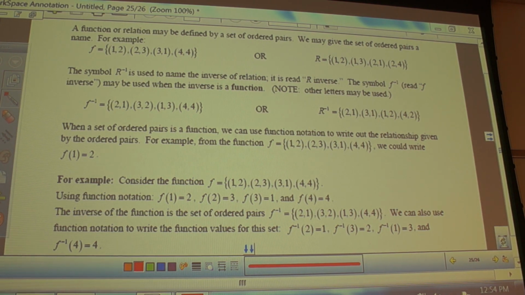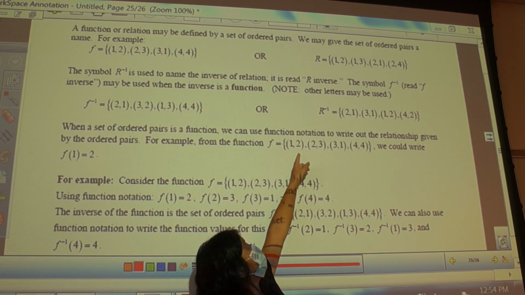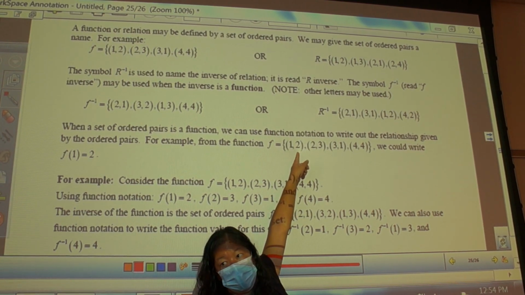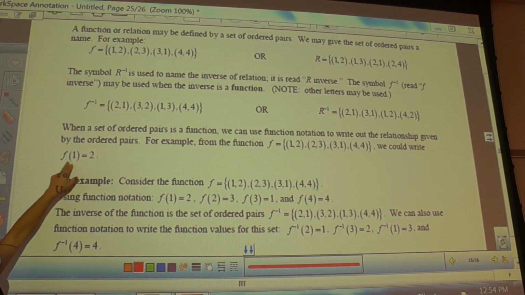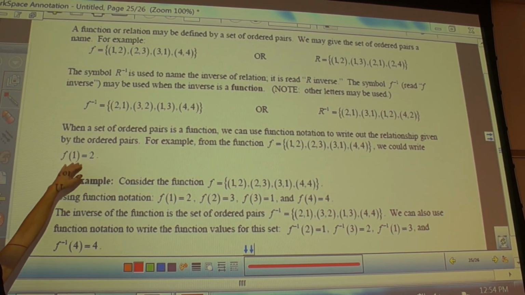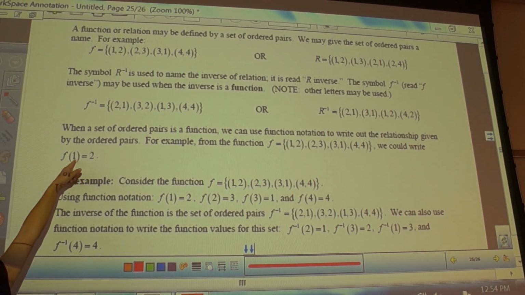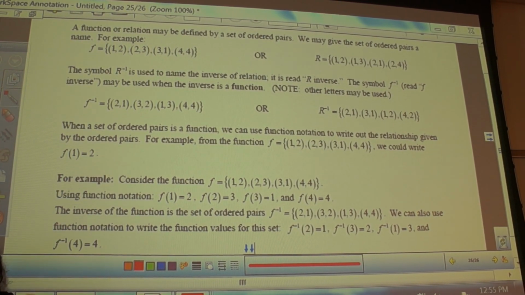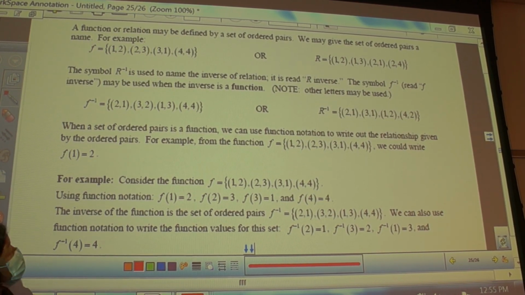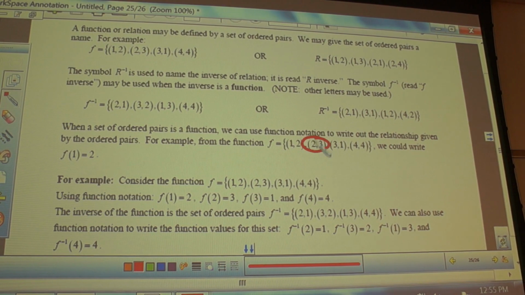When a set of ordered pairs is a function, we can use function notation to write out the relationship given the ordered pairs. So, for example, here, the point 1, comma 2, 1 goes to 2. So this is my x, this is my y. Everybody on board? So 1 is my x, 2 is my y. Yes? Okay. So that means here, f of 1, is that my x or my y? F of 1, the whole thing. Y. This is my y. My y is what? My y equals 2. What's my x? 1. So when x is 1, y equals 2. Everyone make sense? Everybody with this? Mm-hmm. What's another one that I could write? I would write f of, so from here, I could write f of what?